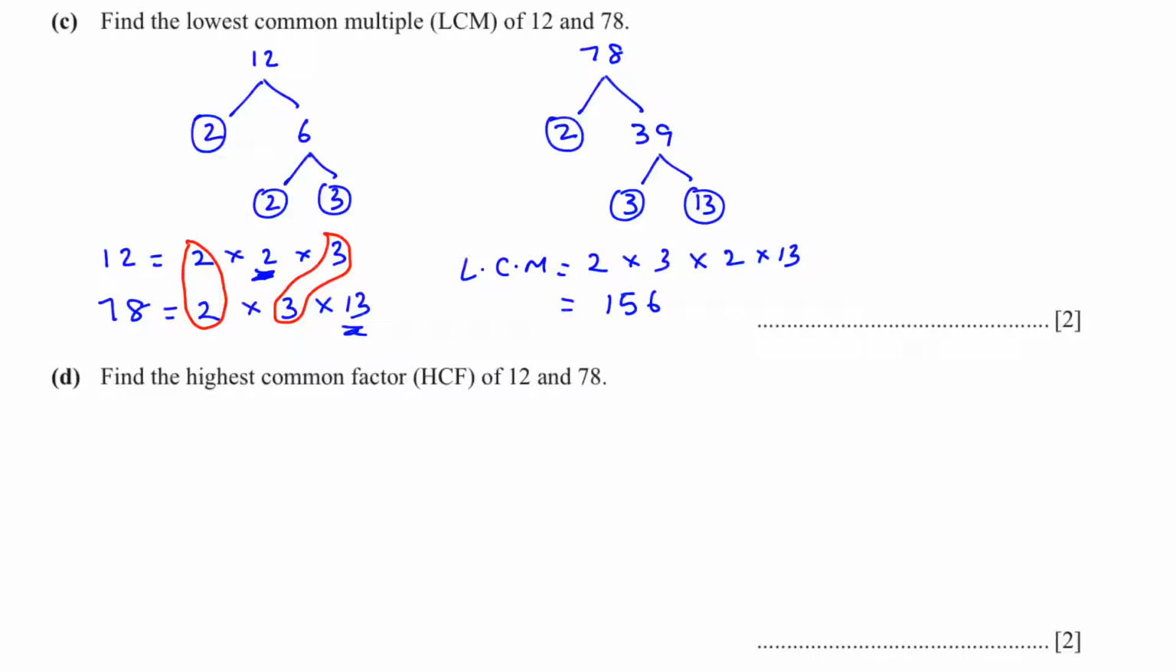In part D, we have to find the highest common factor of 12 and 78. The numbers that we circled, that is the highest common factor. 2 times 3, 6.